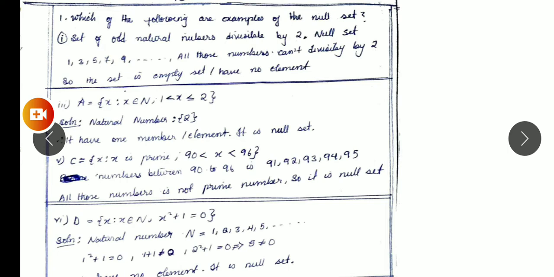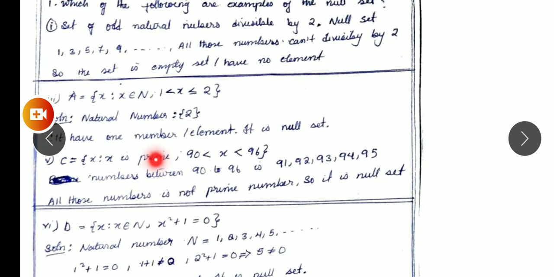Set of odd natural numbers divisible by 2. Set of all natural numbers divisible by 2. All the odd numbers are 1, 3, 5, 7, 9, up to infinity. So all those odd numbers cannot be divisible by 2. We don't have any member, so this is a null set. Null set means empty set.